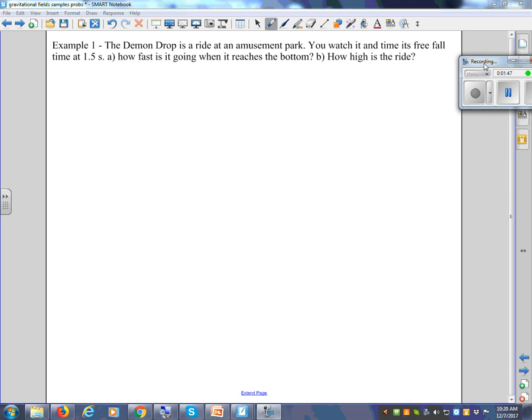You watch it and time its free fall time at 1.5 seconds. How fast is it going when it reaches the bottom? So what are we trying to find there? What of the variables are we trying to find? The answer is not 0 once it lands. I'm talking about like the impact speed. We're solving for the VF, the final velocity.